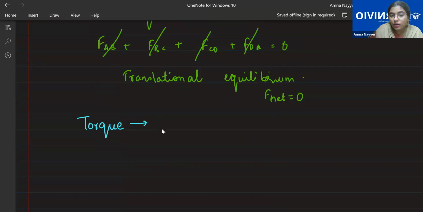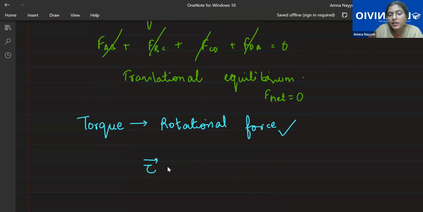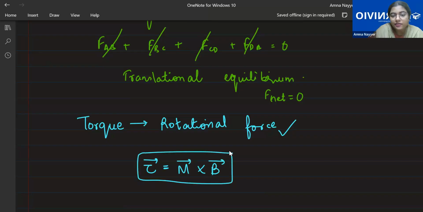Torque is the rotational force. So you will have the rotational analog present. Rotational force will be existing. So if rotational force is there, what's the formula of it? Formula is very much similar to the torque in electrostatics that we saw. That time we had P cross E, here it will be M cross B, magnetic moment cross the magnetic field.